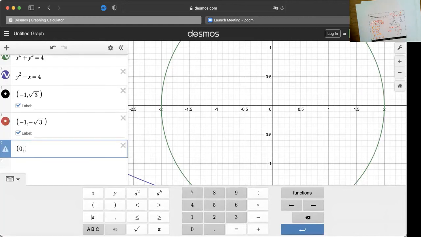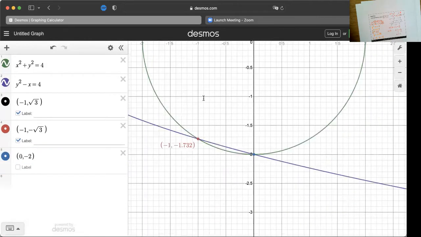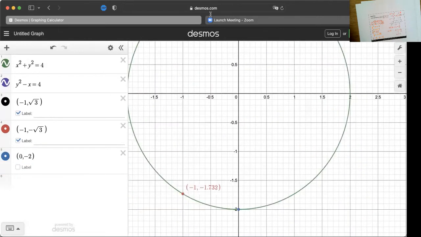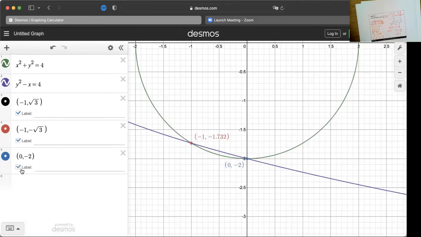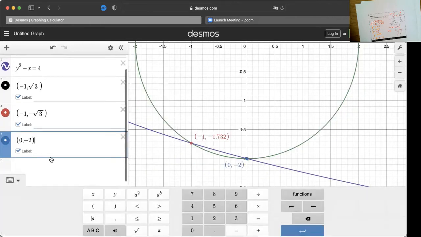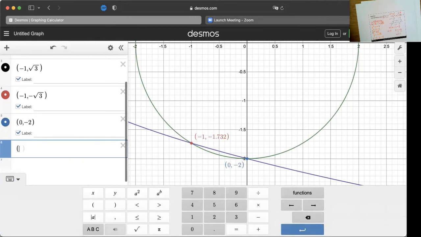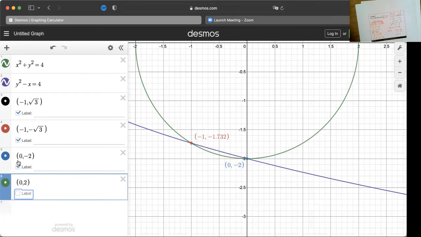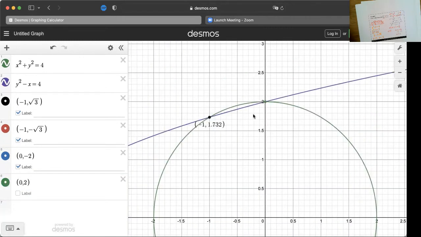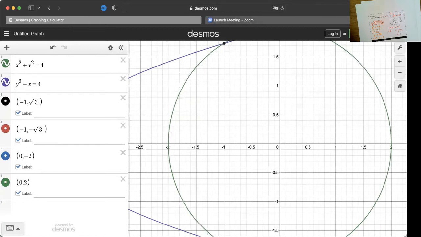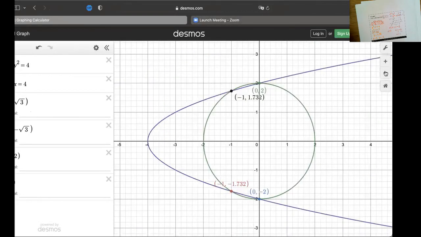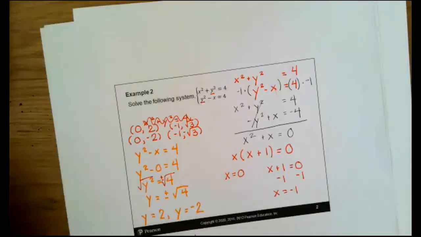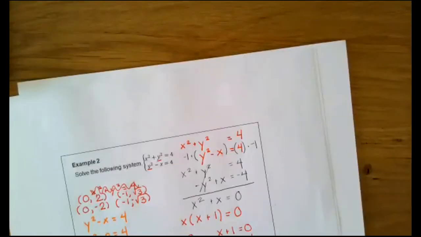0, -2, with a label, and then 0, +2 with a label. So those are our 4 with a label. So those were our 4 answers, and it looks like those are also where they cross. So those are correct. All right.